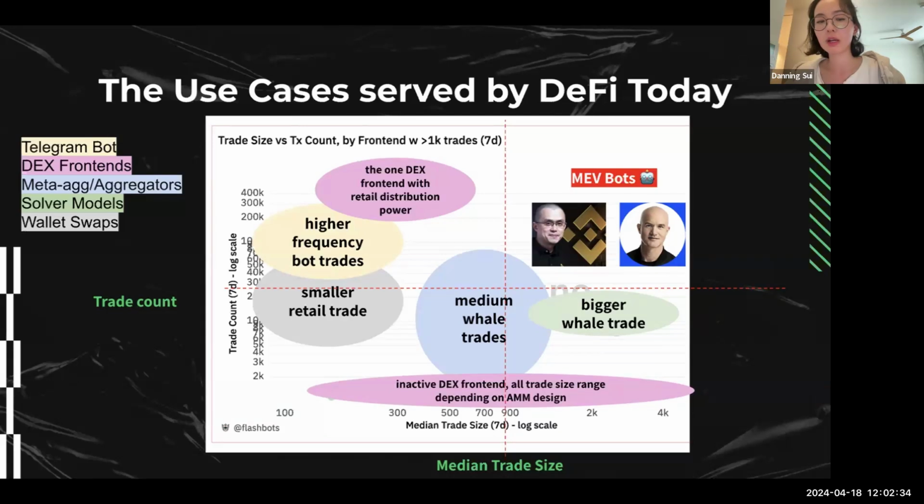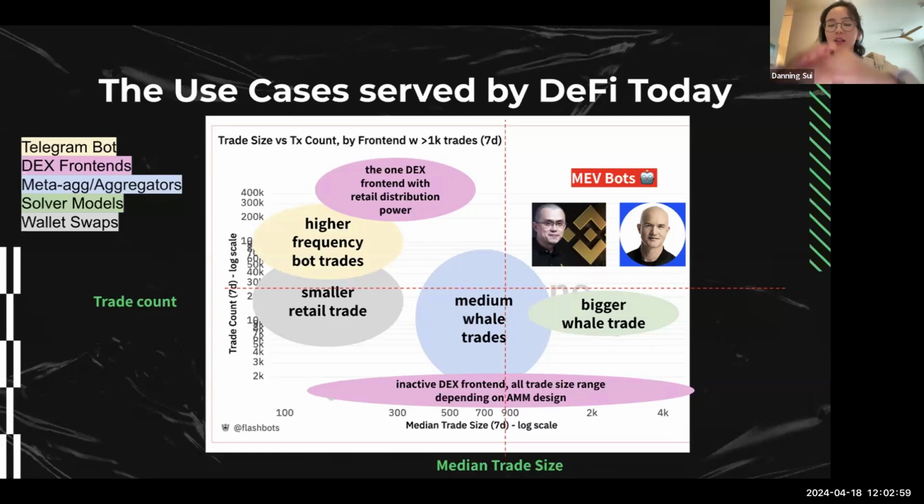This is because different AMM designs today have a lot of diversity in how they are designed to be optimized for larger trades or smaller trades. And then meta aggregators are around medium whale trades. And the solver model is only seen around bigger whale trades. And wallet swap, the gray one, is also very small retail trades.